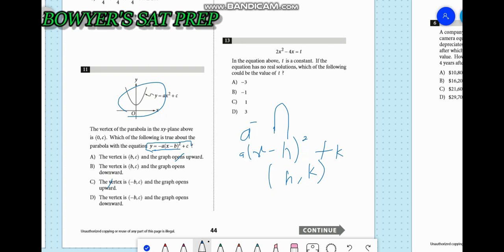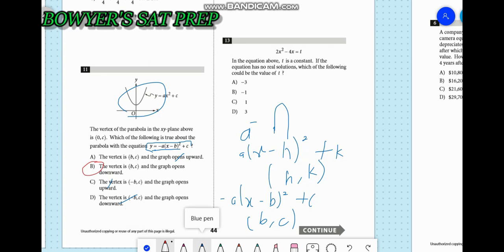So this is the same thing. We look at this one, so negative a(x minus b) squared plus c. So our vertex is what? (b, c). Right, so it means our graph opens downward and our vertex is (b, c). So here they said the vertex is (negative b, c), so this one is cancelled. So our real answer is this B. So if you know the concept, it will be very easy for you to solve vertex questions. Alright.